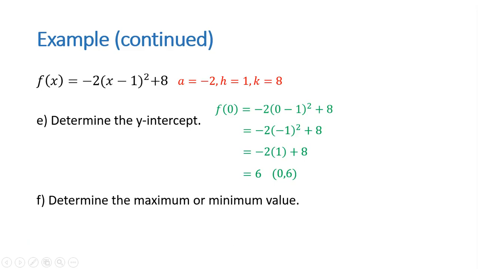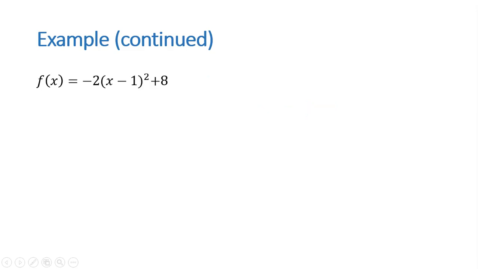So first thing we want to do is find the maximum or the minimum value. Which one is it? We need to decide. Well, since we're oriented downward, our tails are pointing downward, we're going to have a maximum. We're going to have a highest point. The vertex represents the highest point we can reach on the graph. And then the actual function value at the maximum is going to be 8. It's the y-coordinate of the vertex. So our maximum value in this case is going to be the number 8.